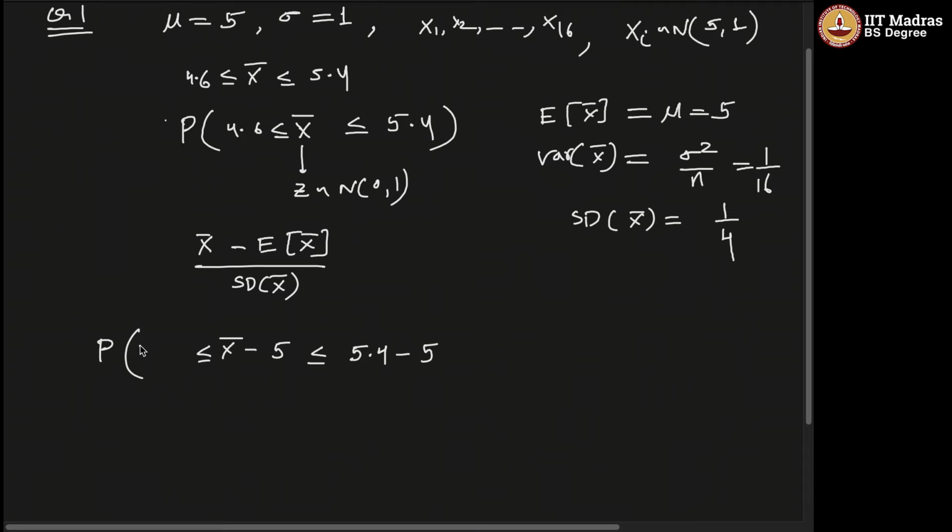So it will be 4.6 minus 5. We have to do it on both sides, then only our expression will be balanced. Now we will divide this whole thing by the standard deviation of x bar, which is 1 by 4. So this should be divided by 1 by 4, and this should also be divided by 1 by 4. By doing this, what we get is the probability of... now this expression here has become z.